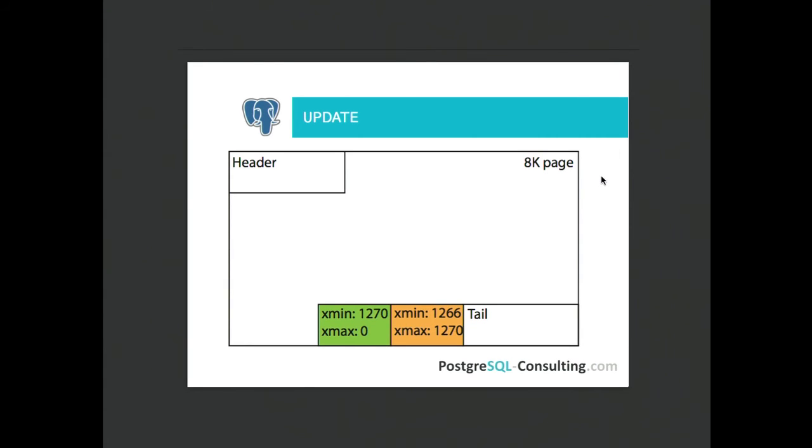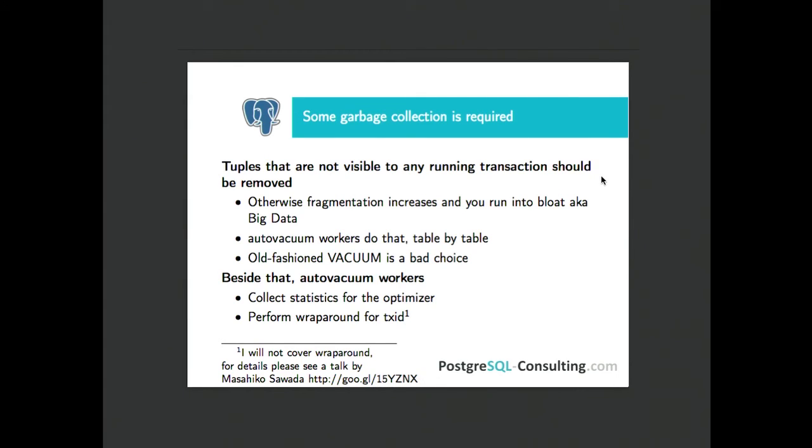And this is the problem of vacuuming the database. So basically, at this moment, we need some kind of garbage collection. Because if we don't, we'll have very fragmented data files, and that is obviously not very good because we do not need these tuples, and actually there are a lot of problems based on that. The first problem is the famous bloat, or big data. That's probably the easiest way to run into big data on Postgres.